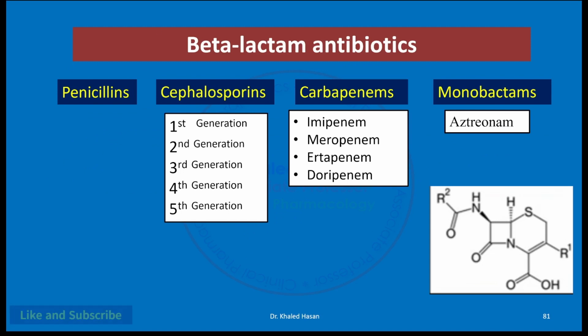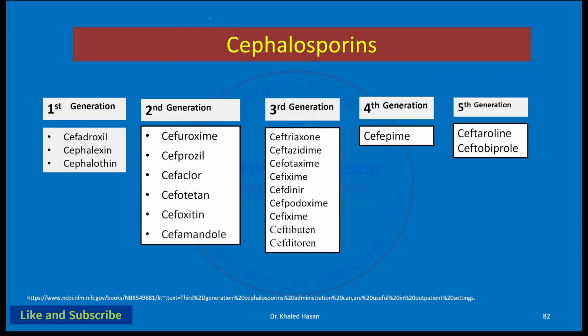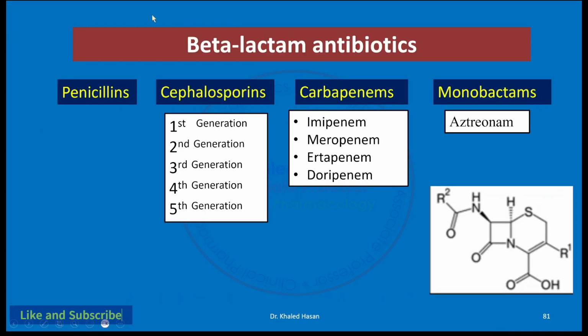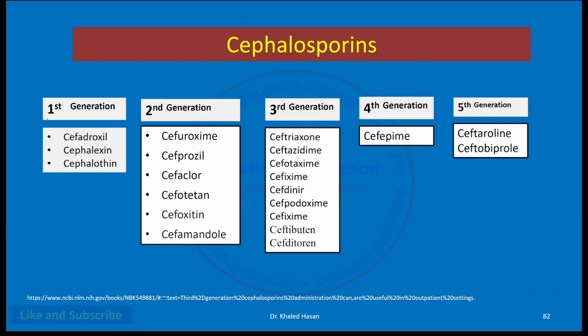So as you can see here, according to the beta-lactam antibiotic, we have penicillin, covered in the first session, our previous session, then we have cephalosporin, carbapenem, and monobactam. For the cephalosporin, we have 5 generations. We need to remember that 5 generations belong to the cephalosporin: first, second, third, fourth, and fifth generation. We need to remember the most important medication in each group.